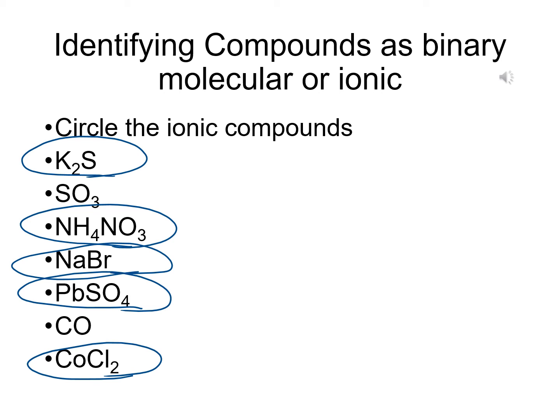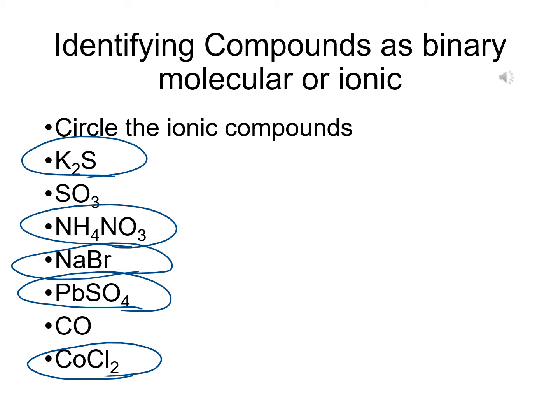The next one, we see there is a sulfate ion in it, so this lead 2 sulfate is an ionic compound. Next we have carbon monoxide. Carbon is a nonmetal, oxygen is a nonmetal, so this is a binary molecular compound. And then we have cobalt in our next compound combined with chlorine. Cobalt is a metal and chlorine is a nonmetal, so this is also an ionic compound. All right, now why is it important for us to be able to determine which are ionic and which are binary molecular compounds? Because we need to distinguish naming.